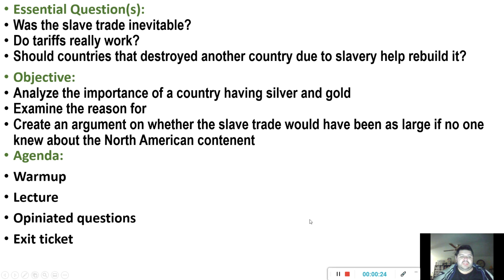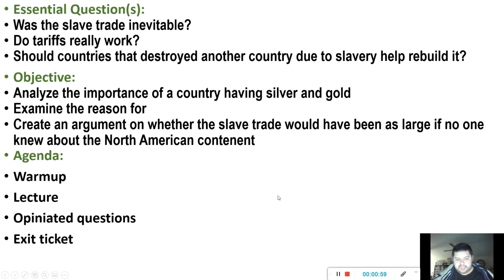So we're going to look at the objective: analyze the importance of a country having silver and gold. Why was that so important? And then we're going to create an argument on whether the slave trade would have been as large if no one knew about the North American continents. We're going to get to that near the very end. This lesson is actually very short, so you should be able to get through this no problem.